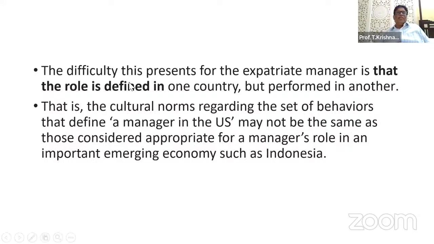So the difficulty this presents for the expatriate manager is that the role is defined in one country but performed in another country. That is, the cultural norms regarding the set of behaviors that define a manager in the US may not be the same as those considered appropriate for a manager's role in an important emerging economy such as Indonesia.